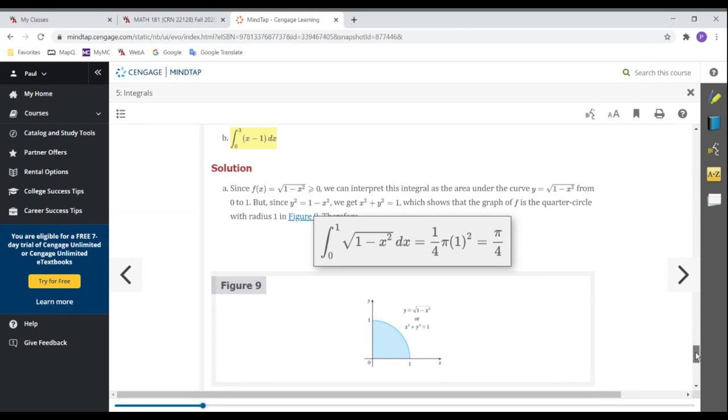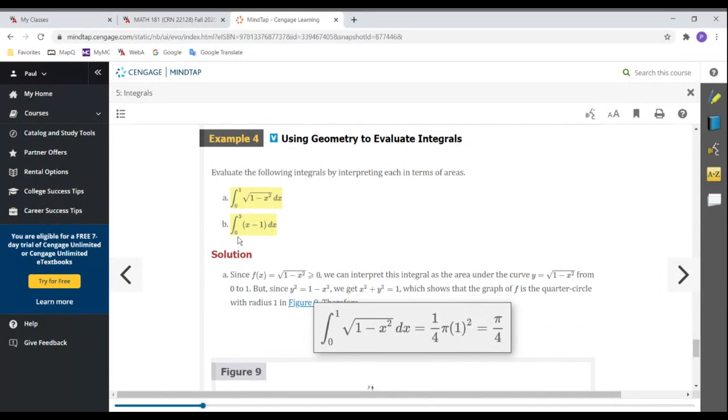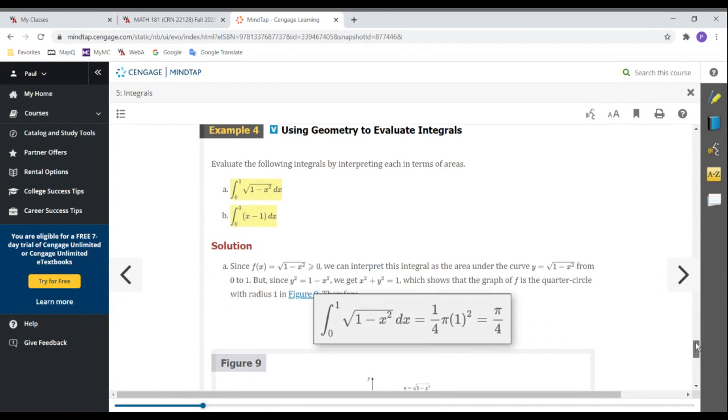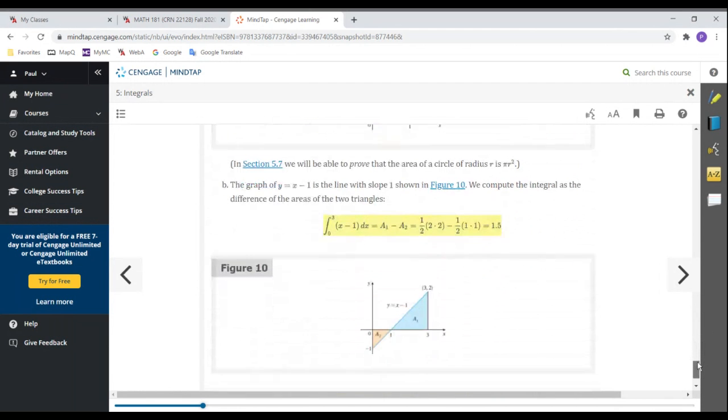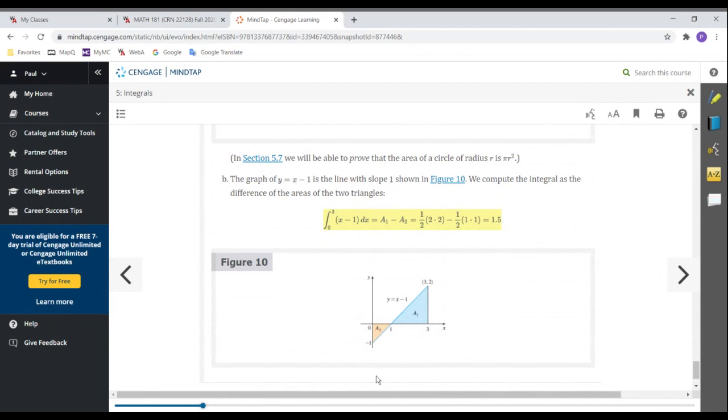And also for the second problem, where you have the integral from 0 to 3 of x minus 1 dx, all you need to do is graph y equals x minus 1, and then your limits are from 0 to 3. And so in figure 10 here, you're going to have a positive area, A1, that goes from 1 to 3, and a negative area, A2, that goes from 0 to 1.